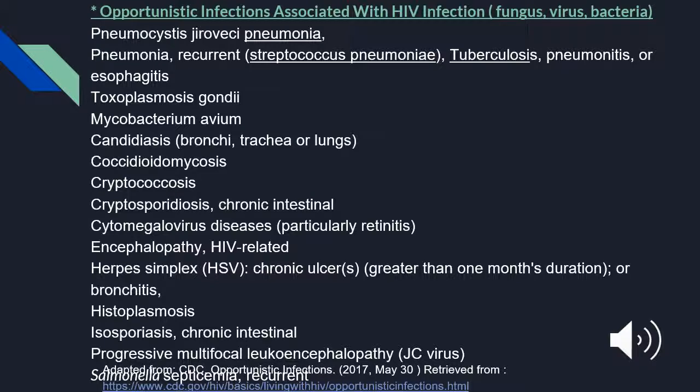So the best way to prevent an opportunistic infection is by adhering to treatment and getting routine checkups. It's also important to use condoms during sex, get vaccinated, and eat properly prepared foods.